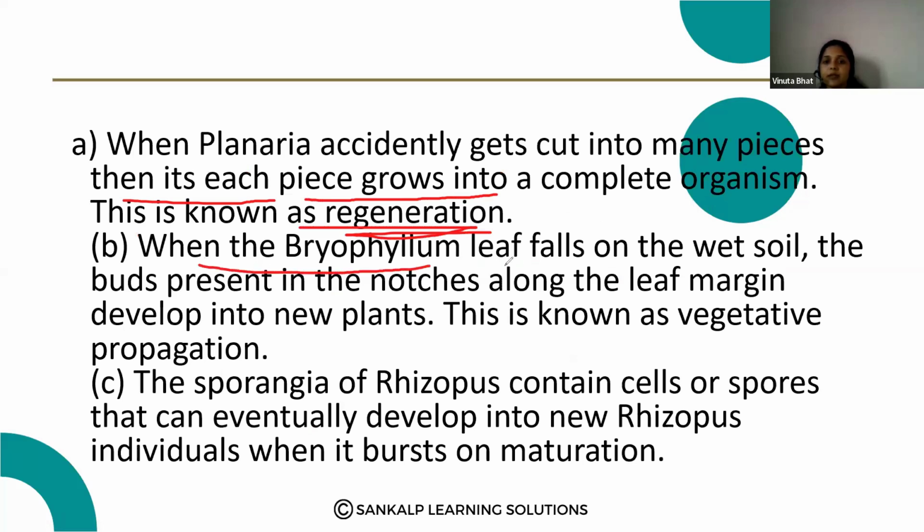When the Bryophyllum leaf falls on wet soil, the buds present in the notches along the leaf margin develop into new plants. The sporangia of rhizopus contain cells or spores that can eventually develop into new rhizopus individually when it bursts on maturation. When the sporangia burst, the spores are released and develop into new organisms.